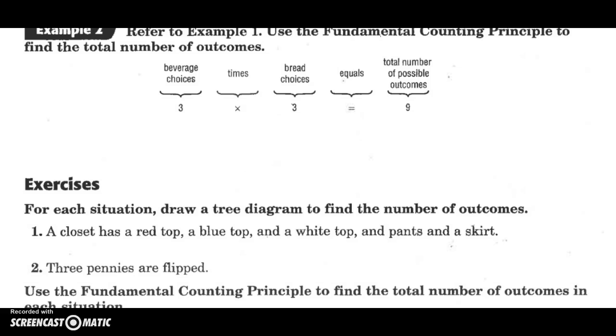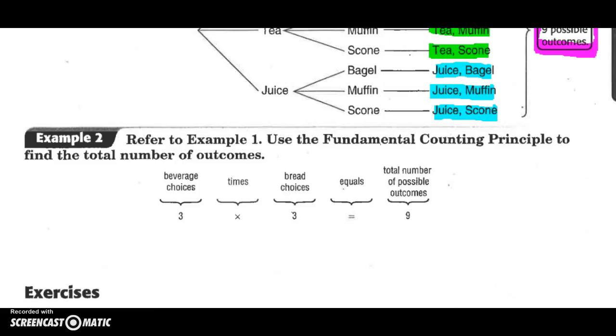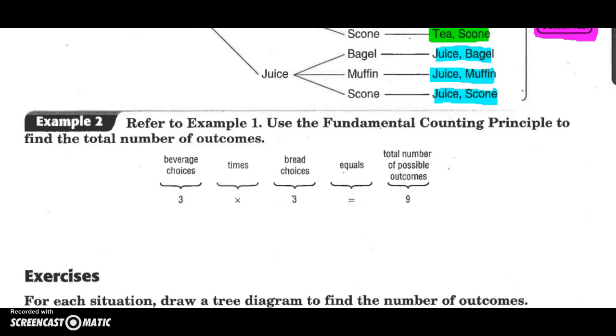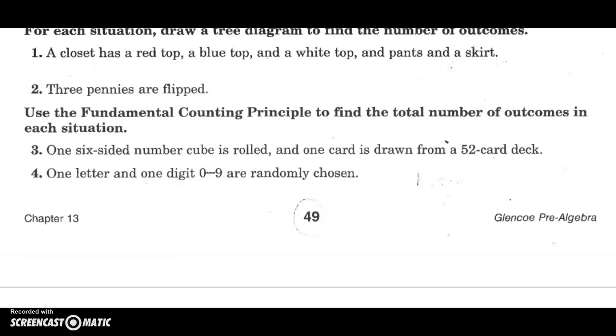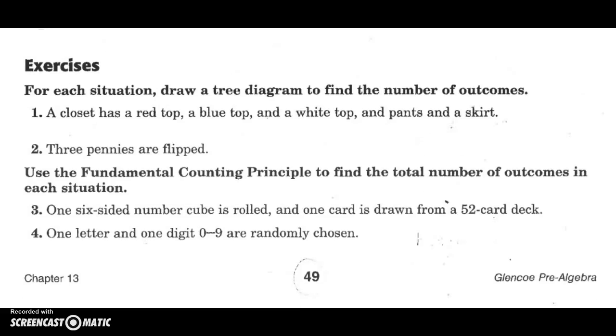So if you don't want to take the time to make a tree diagram, if you look down at the bottom, here we have using the fundamental counting principle. Instead of a tree diagram, we have 3 beverages and 3 bread choices, and 3 times 3 is 9. I don't know about you, but I think that's a whole lot quicker than drawing the tree diagram. It's good to know that you can draw a tree diagram.